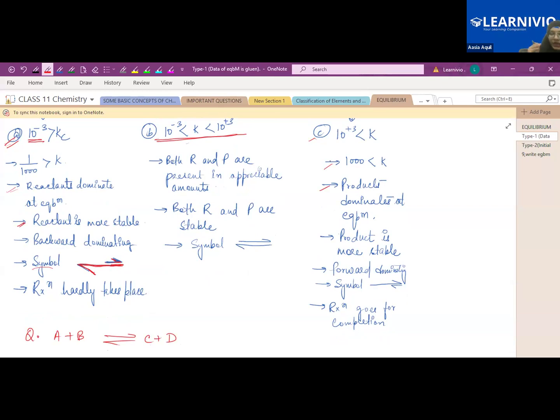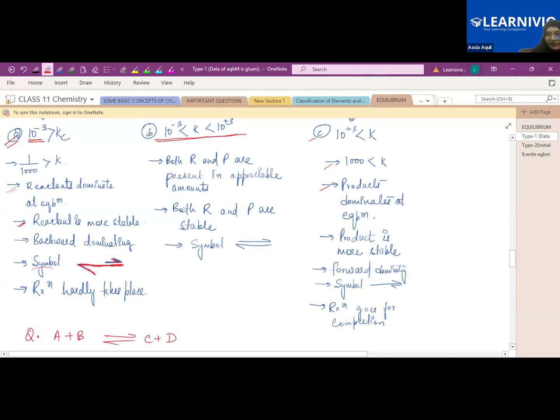Okay, so in this case, product will dominate at equilibrium. And if product will dominate at equilibrium, there will be a forward shift in the reaction. It means the product is more stable and you will see a forward dominating reaction. Forward shift you will see. Product will dominate over the reactant.